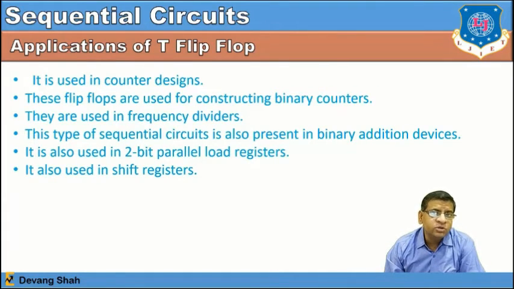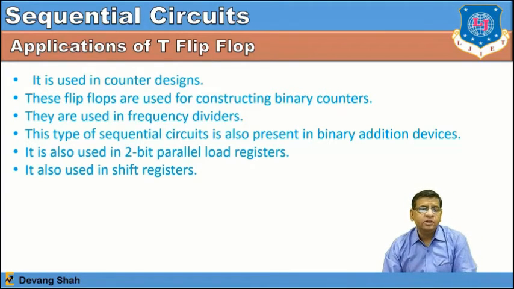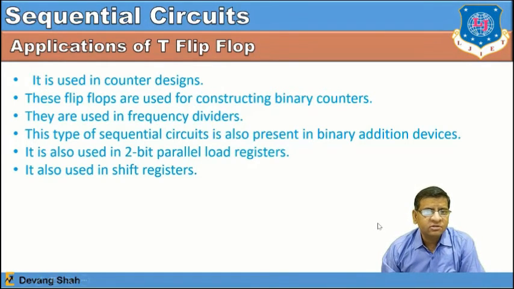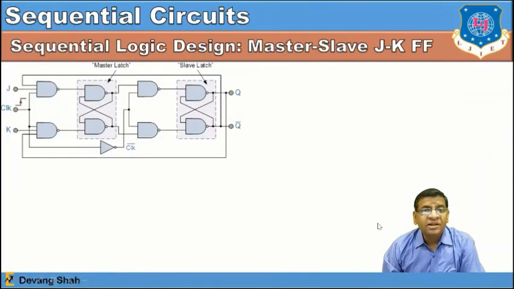So we can use this T flip-flop to design the registers, and it is also used in a shift register. The last topic we can define is the master and slave JK flip-flop. Earlier we discussed the race around condition of JK flip-flop, and this particular drawback we have overcome by making the master and slave JK flip-flop.